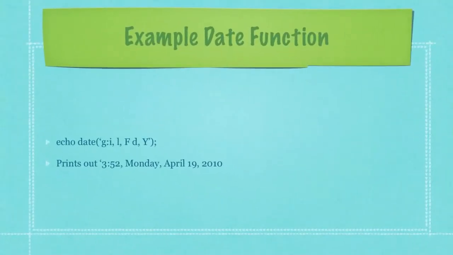Here is an example if we would echo what the date function returned based off of the codes we entered here. It would print out to the screen that it is currently 3:52 on Monday, April the 19th, 2010. Which also just so happens to be my daughter's birthday.